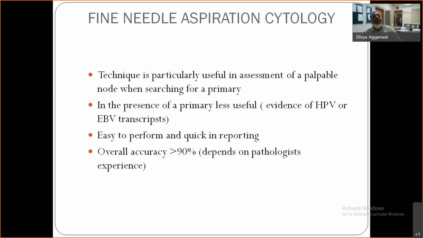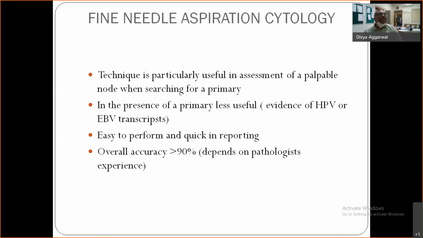Now, why have we written that in the presence of a primary? Because you have already seen the primary, you have already taken a biopsy. So maybe FNAC, but rather a good clinical practice would be that even if you are taking a biopsy from the primary, even then you should go in for an FNAC. That sort of counter checks your biopsy result.